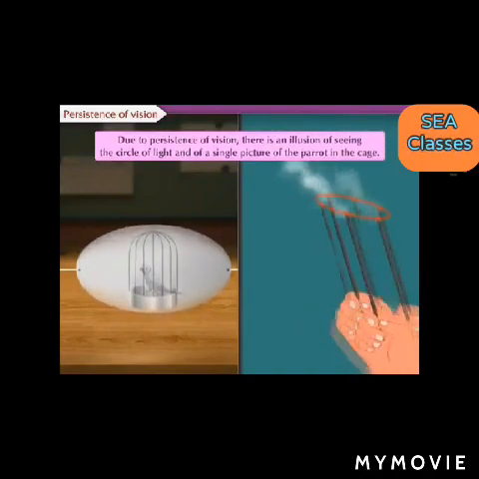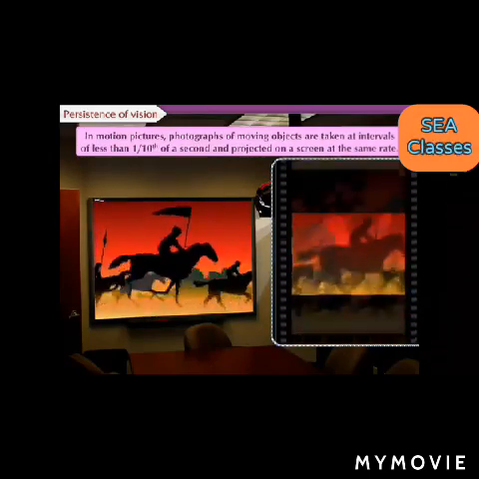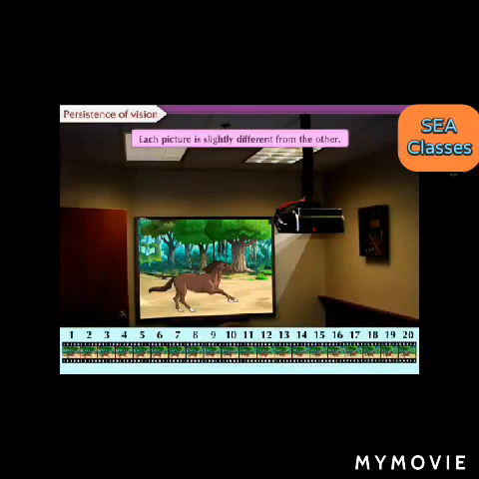Due to the persistence of vision, there is an illusion of seeing the circle of light and a single picture of a parrot in the cage. Motion pictures and television work on the principle of persistence of vision. In a motion picture, photographs of the moving object are taken at intervals of less than 1/10 of a second and projected on the screen at the same rate.